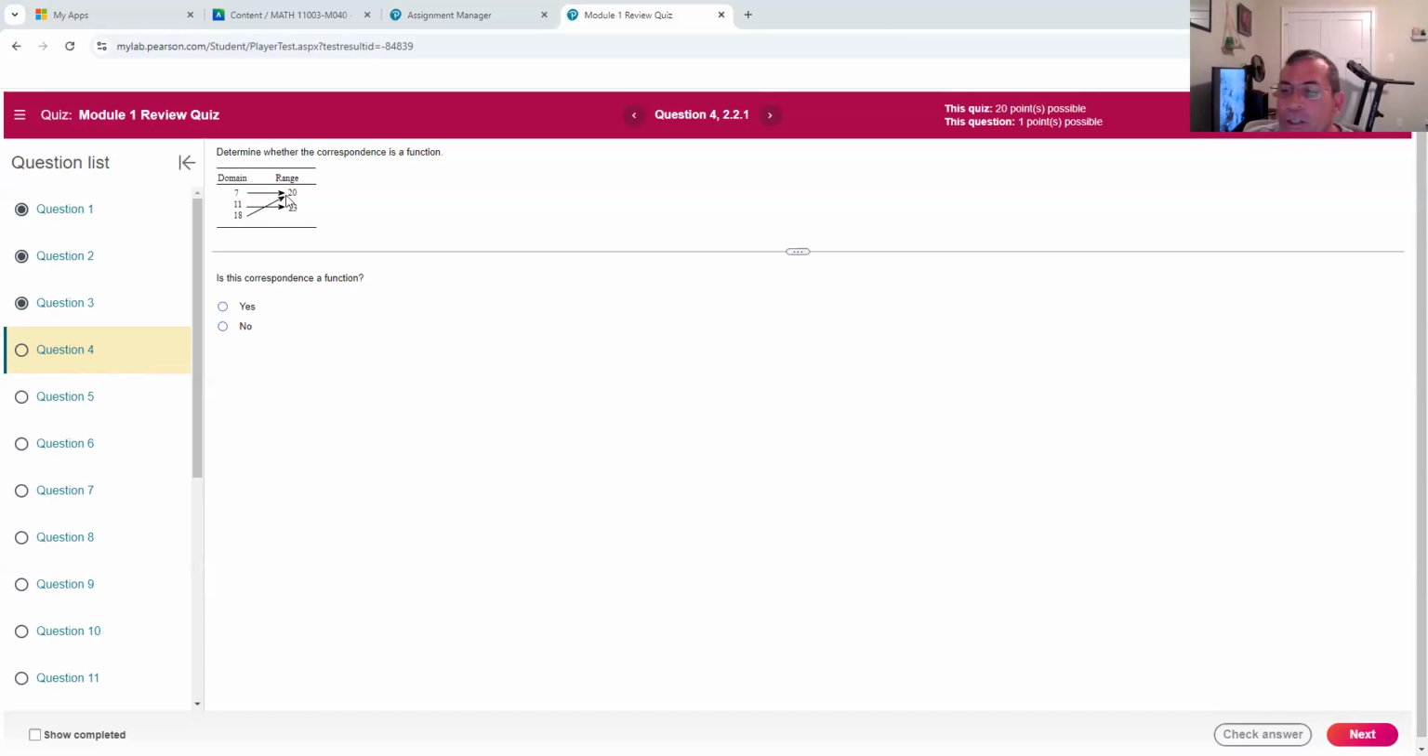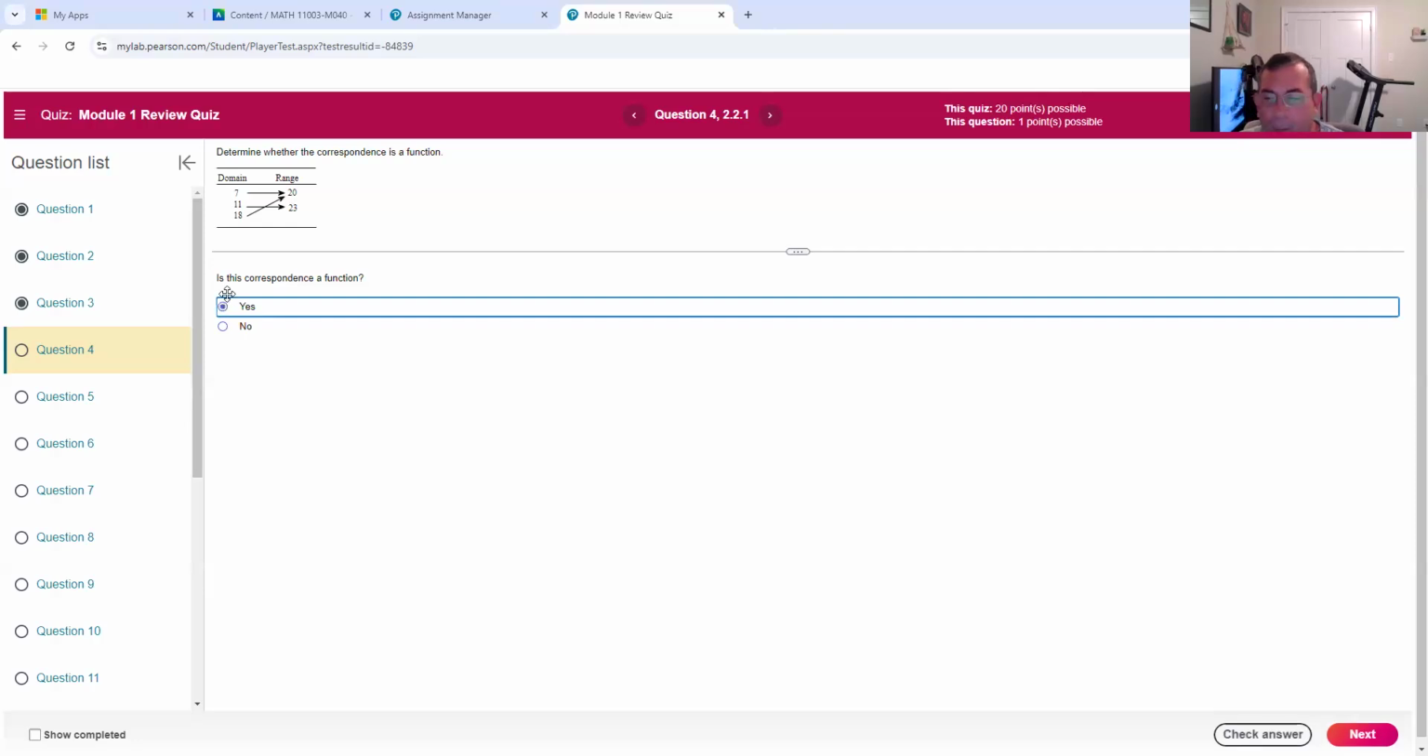It is definitely a function because the first domain value of 7 only points to one range value. The second domain value, 11, only points to one range value. And then the third domain value of 18 only points to one number. So since each of the domains only points to one number, that is yes, a function. Different domains can share a range value, okay? But a domain cannot go to two different ranges. All right, y'all. So we click that. Yes, we would go to our next.